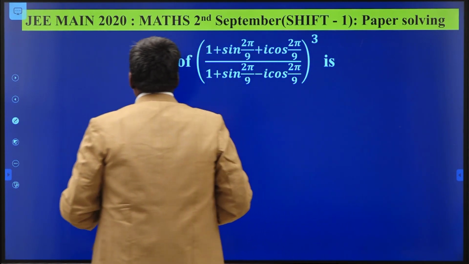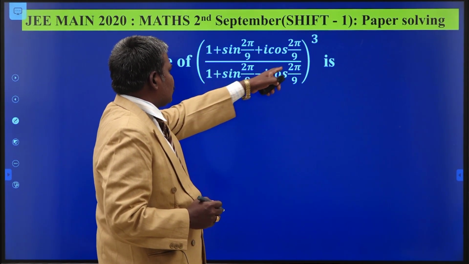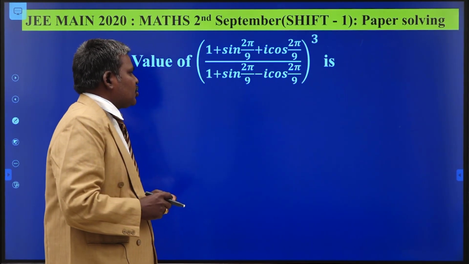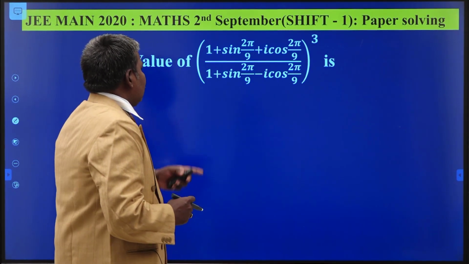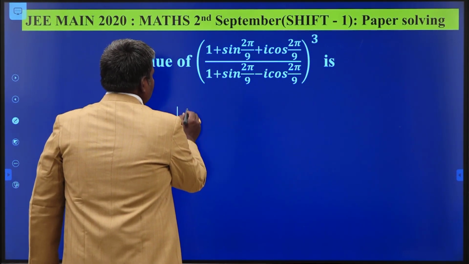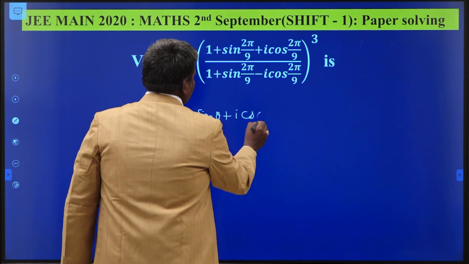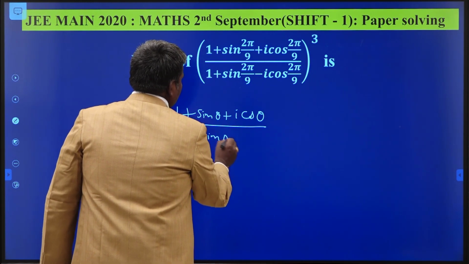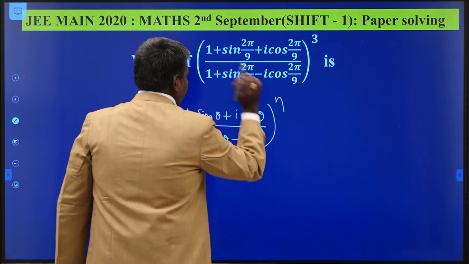Now we have to evaluate the value of (1 + sin 2π/9 + i cos 2π/9) / (1 + sin 2π/9 − i cos 2π/9) whole cube. This is the question you have to find out. This is of the form ((1 + sin θ + i cos θ) / (1 + sin θ − i cos θ))^n.